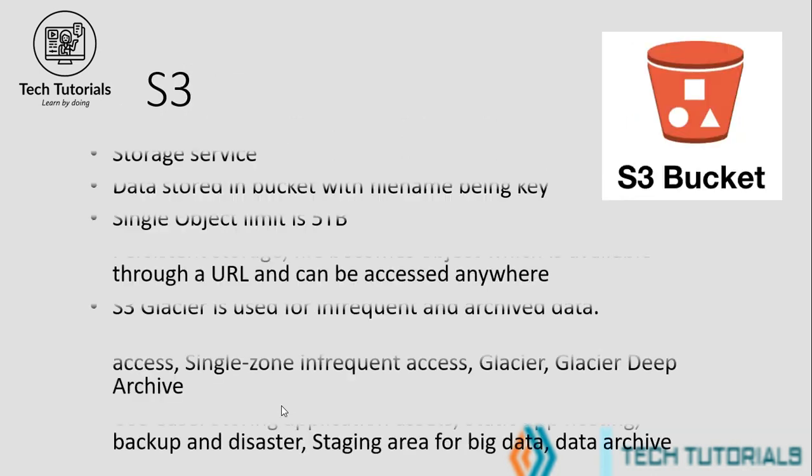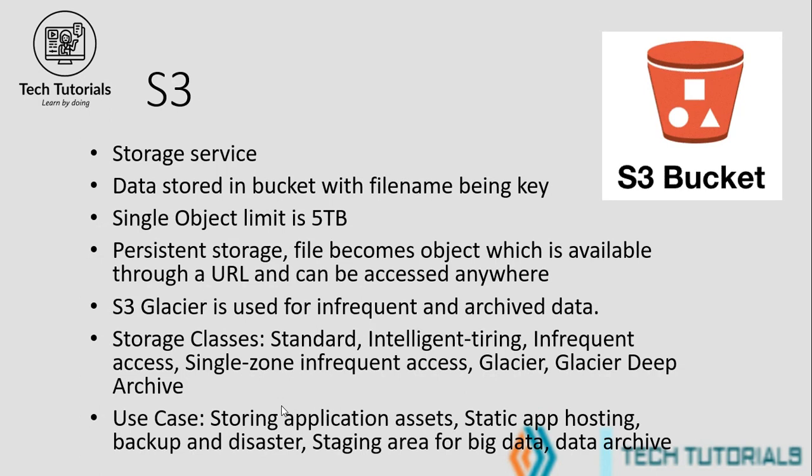The next is S3. S3 is a storage service that is used for storing files or objects. The storage limit of a file in S3 is 5 TB. When a file is stored in S3, it becomes an object, and we can access this object with the help of a URL.